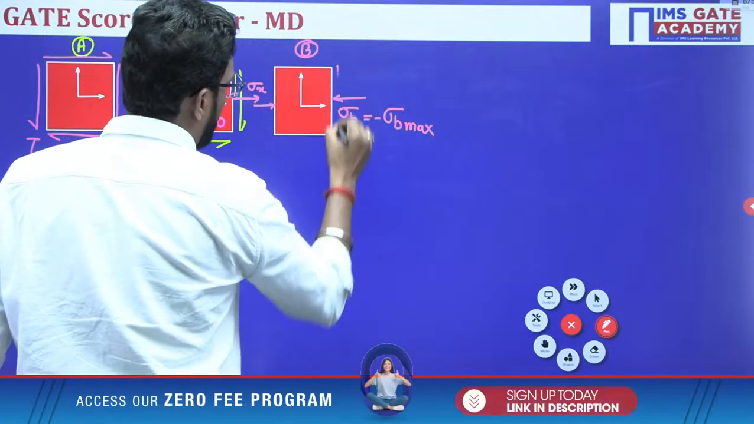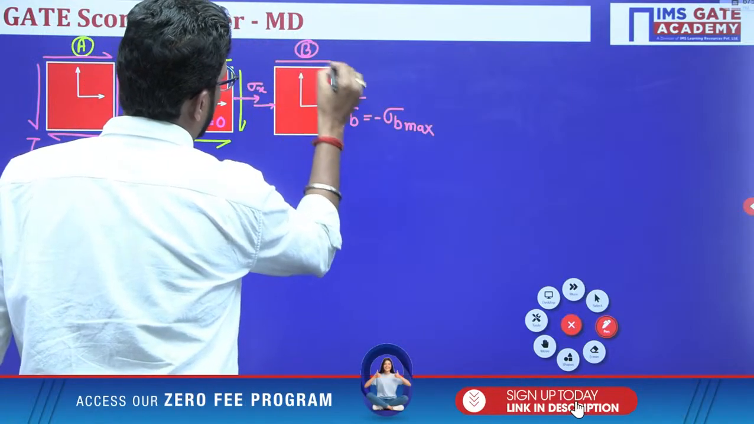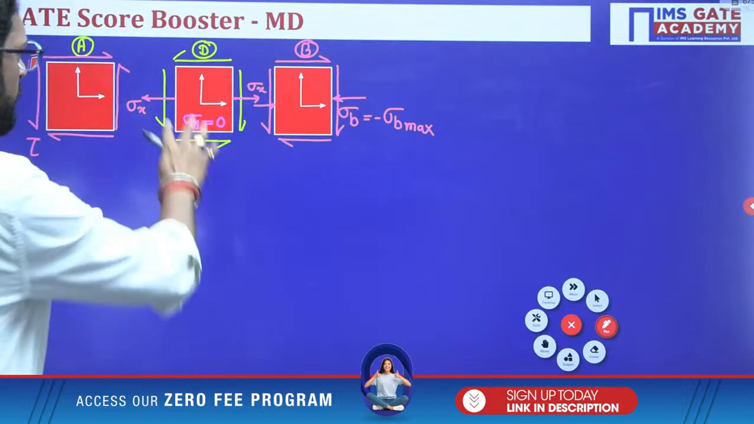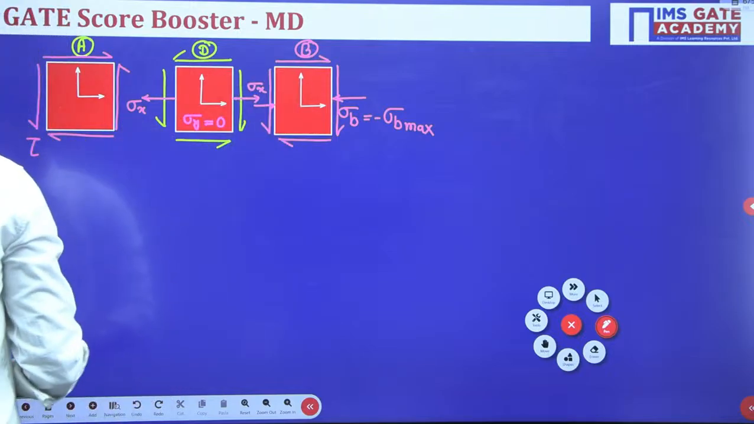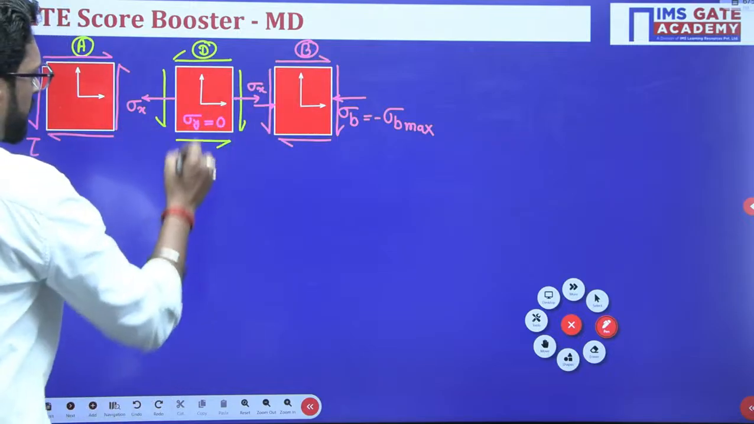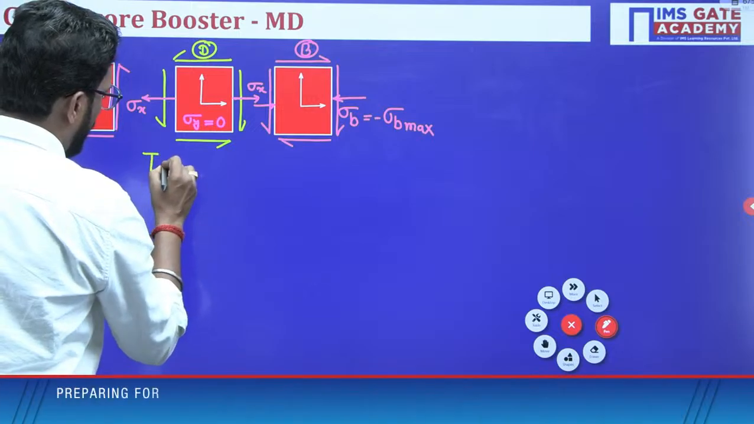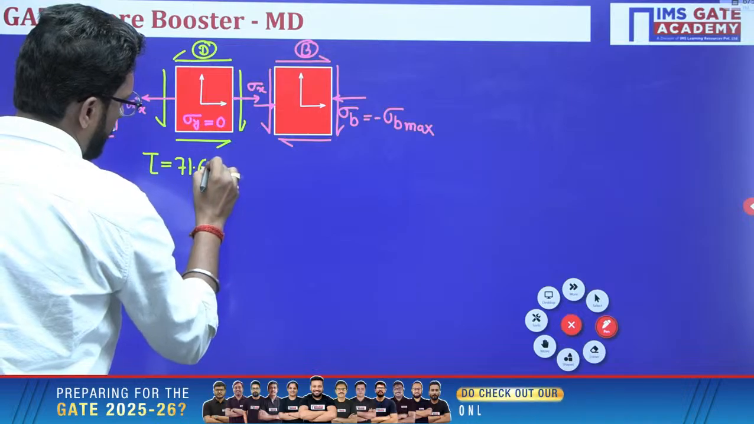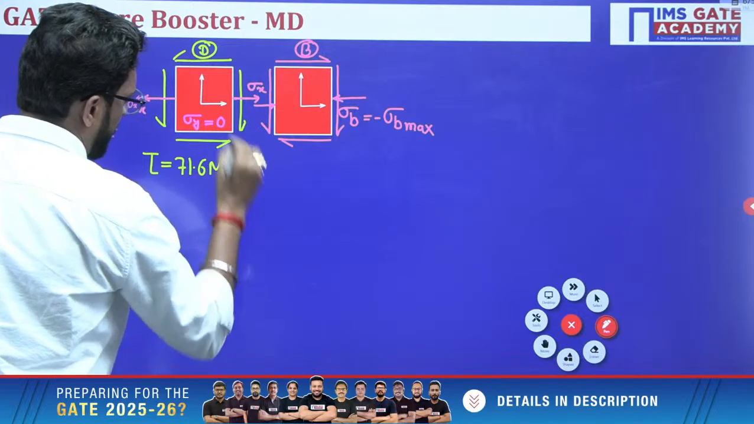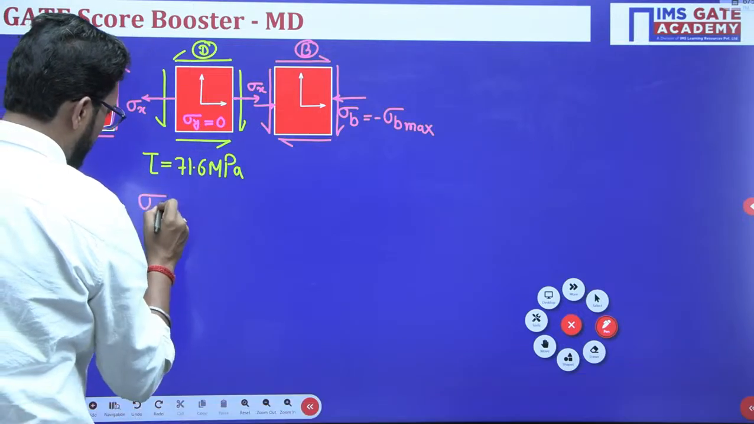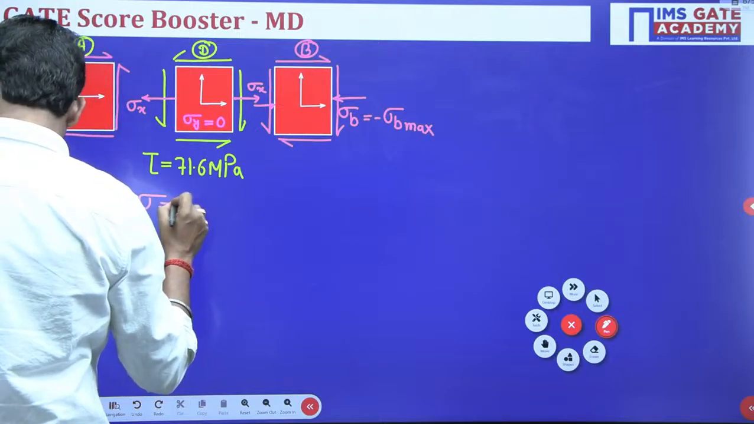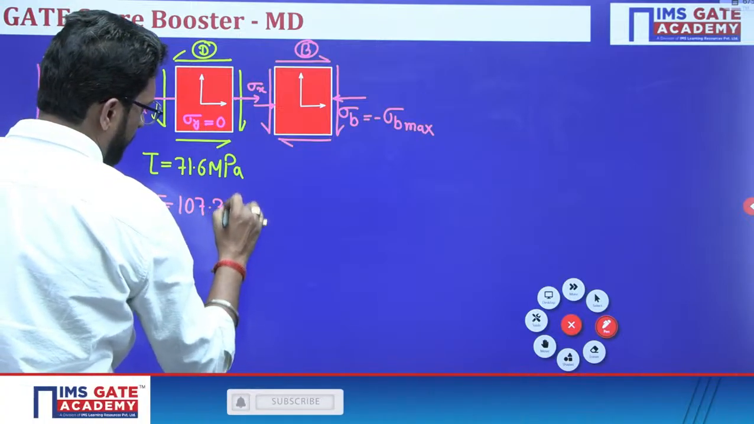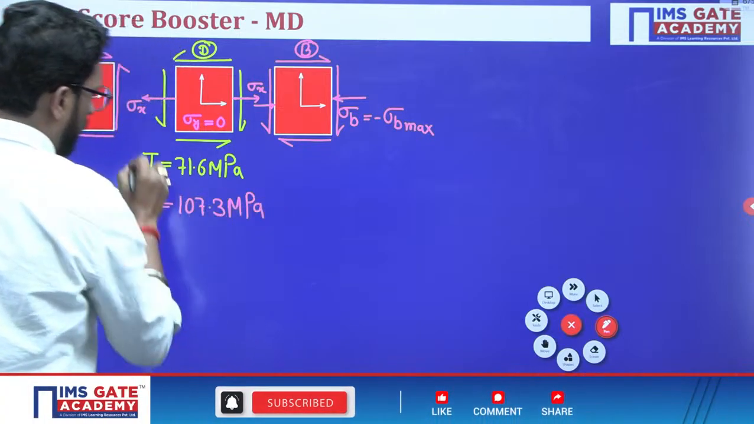Here again there is a shear stress. So these are the states of stresses; both are the same states of stresses. So here what is tau? Tau is 71.6 megapascal. And what is the bending stress? That is 107.3 megapascal. Yes or no? We already calculated this.